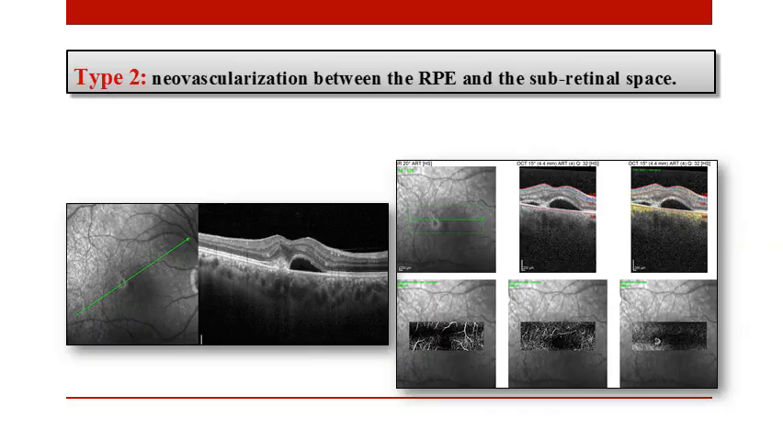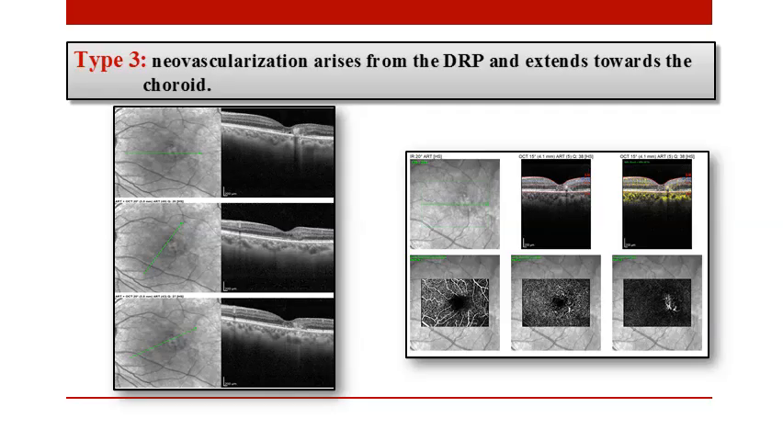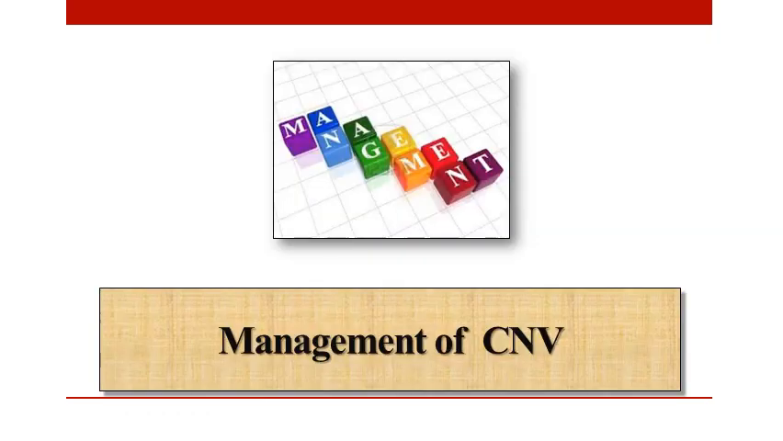Type 2 neovascularization, in which the neovascular complex arises between the retinal pigment epithelium and the subretinal space. We can see the defect in the retinal pigment epithelium and extension of the CNV beneath the sensory retina. In type 3 neovascularization, or what we call RAP, retinal angiomatous proliferation, the new vessels arise from the deep retinal plexus and extend towards the choroid.